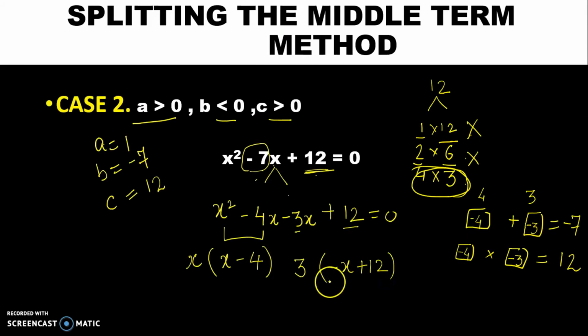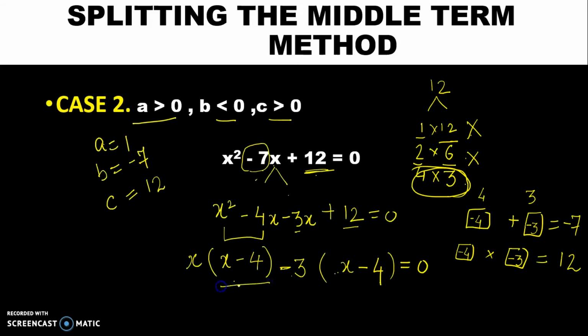But I told you in previous case that these two brackets have to be same, but here signs are different. So we will take minus 3 common. When we take minus 3 common, these signs get changed. This will become plus x and this plus 4 will become minus 4. Now these two brackets are same. Remember that when we take minus sign common, here signs get changed or reversed. Minus x becomes plus x, or here plus 4 becomes minus 4.